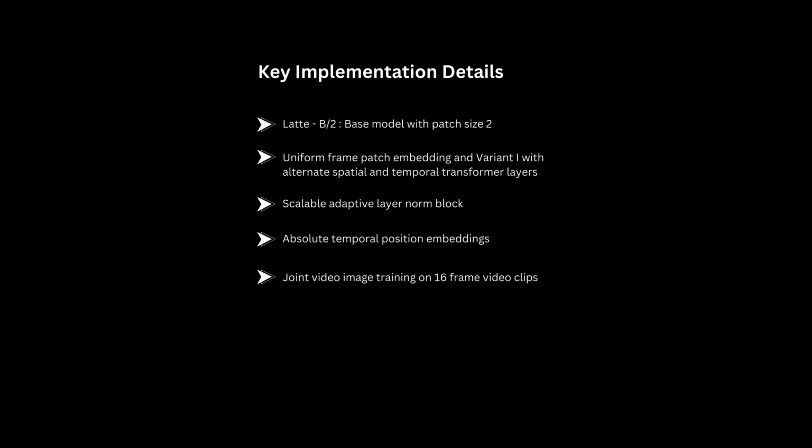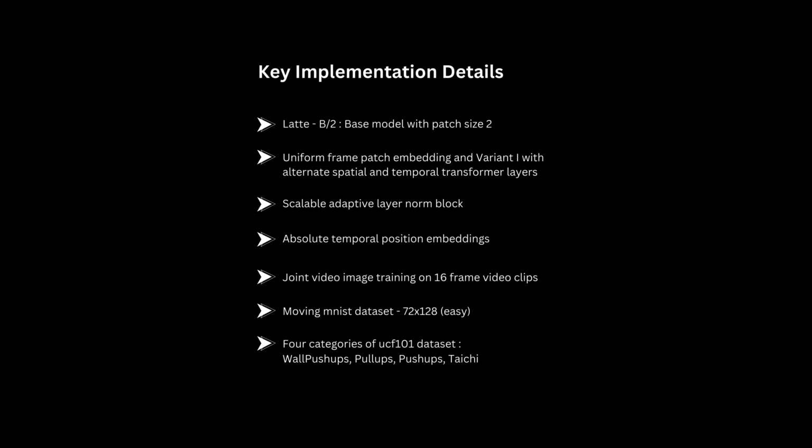For dataset, we'll be using Moving MNIST dataset, where each video frame is of 72 x 128 dimension. And for simplifying, we'll only use easy videos for this dataset. We'll also train on 4 categories of videos from UCF dataset. And for UCF, we'll resize all the frames to 256 x 256. For both the datasets, we'll only train an unconditional generation model.